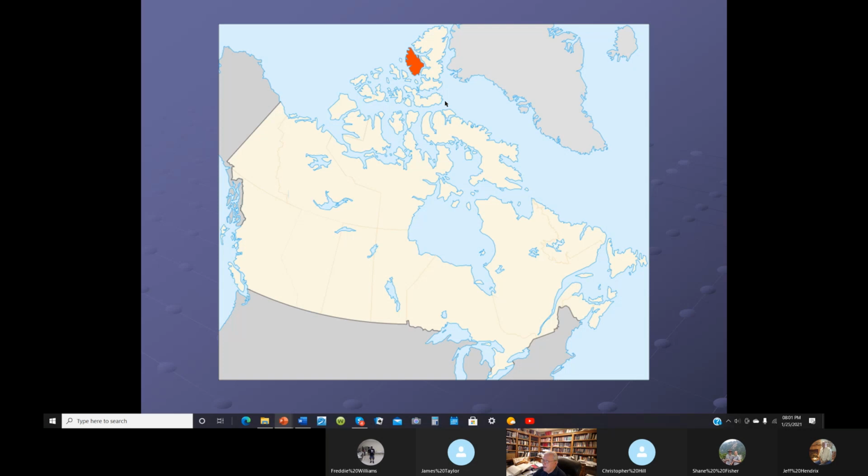Here's where Axel Heiberg Island is. Here's the United States. There's the state of Alaska. There's the island of Greenland. I believe that's Iceland over here. And there is Axel Heiberg Island. The red right there is Axel Heiberg Island.